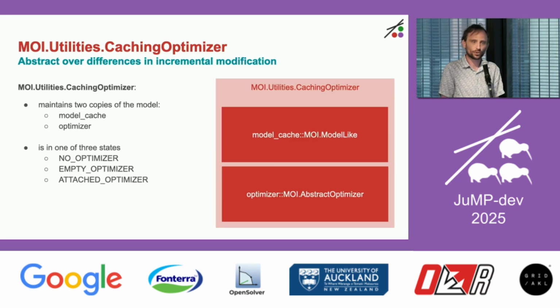Inside, it has 2 copies of the problem. It has a model cache, which is going to be the model that we always keep, and we can modify this ourselves. And then there's this optimizer, which is either HiGHS or SCS. And we want to keep the cache and the optimizer in sync. And if we can modify the optimizer, we want to do that. Otherwise, we want to throw it away and build a new optimizer from the cache.